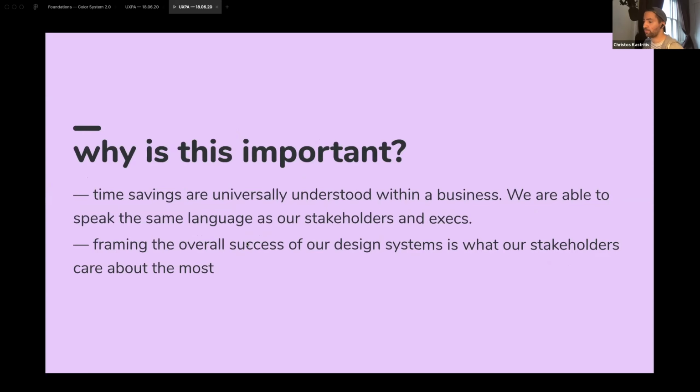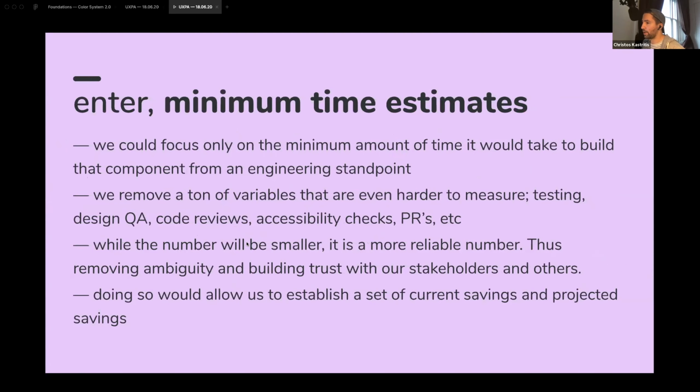Really, for me anyway, framing the overall success of our design system is what our stakeholders care about the most, and time is a really great example of doing that. Sorry for the wall of text, guys.